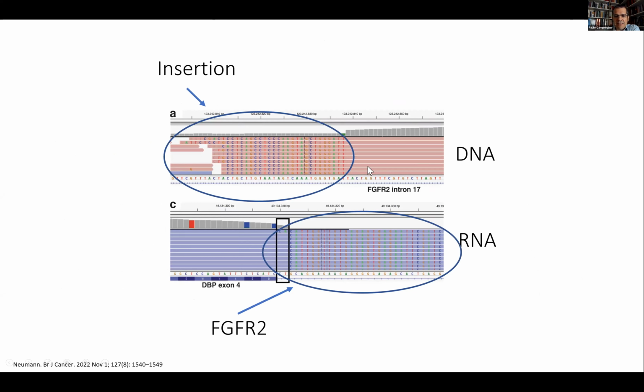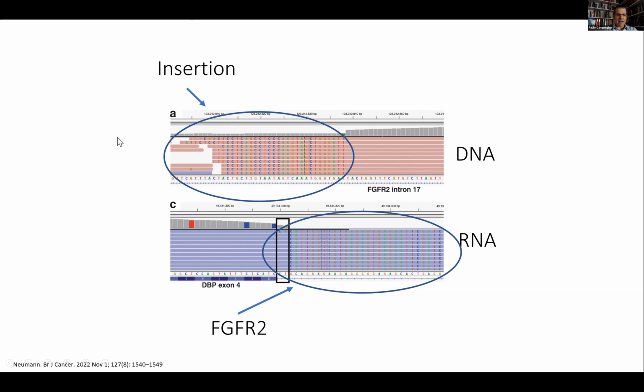So this DNA-based assay detected the FGFR2 intron 17. They could not map this sequence anywhere, right? They could see that this was a sequence that did not belong to another gene, but they could not map that sequence. And what caught our attention here is that these are small fragments, right? We don't have a lot of nucleotides here. And what happened in this case was that this was an insertion between FGFR2 and the DBP gene.